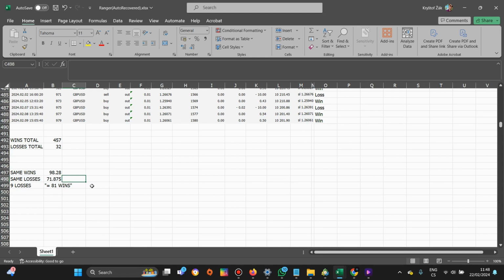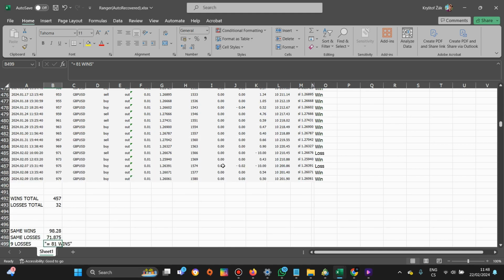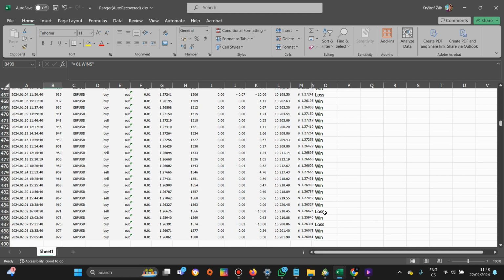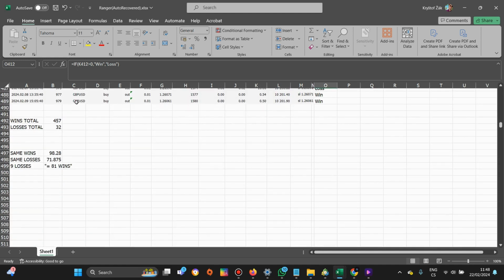Yeah, so that's it. It's like 81 winning positions. That's what I came up with. It's backed with a lot of data here. I didn't manipulate any data, as you can see. If I go, for example, here, you can see there's loss, win, so there's no manipulation of data on my side. This is just what the numbers indicate.